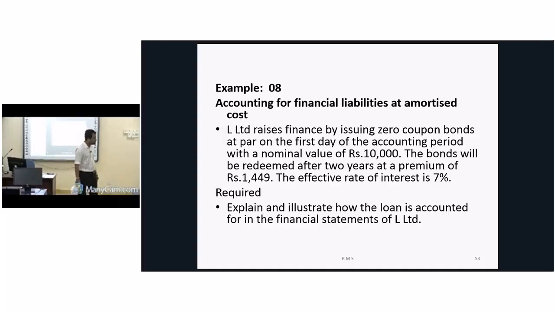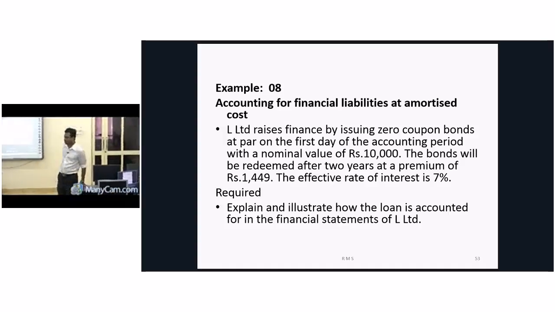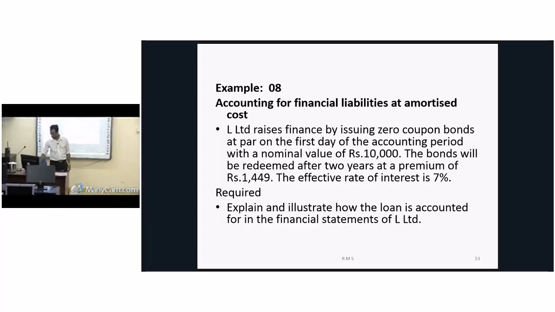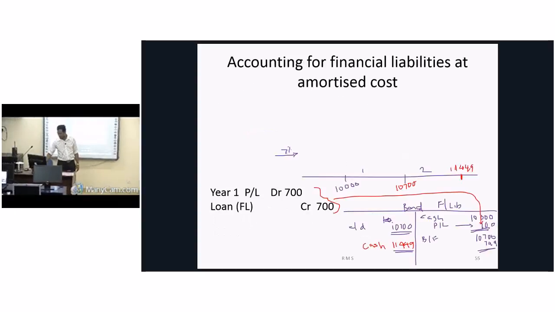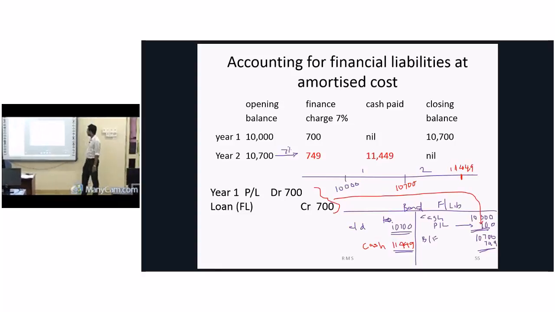Then at the end of the second year, what is your total balance in the liability account? 11,449. It will be paid by cash at the end of the second year. Very simple work. Look, it's there. Look, the account is also there. First year, you can see here. Cash debit, liability credit. First year interest, P&L debit, here credit. Then second year, this is credit, right?